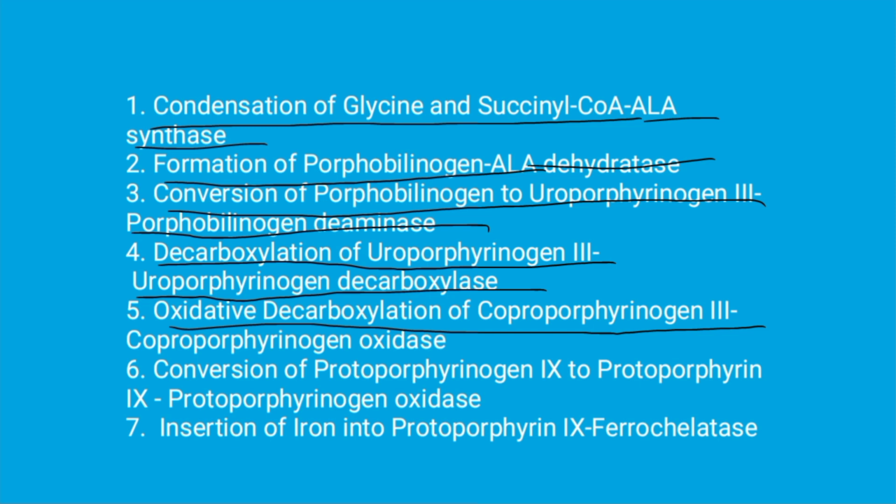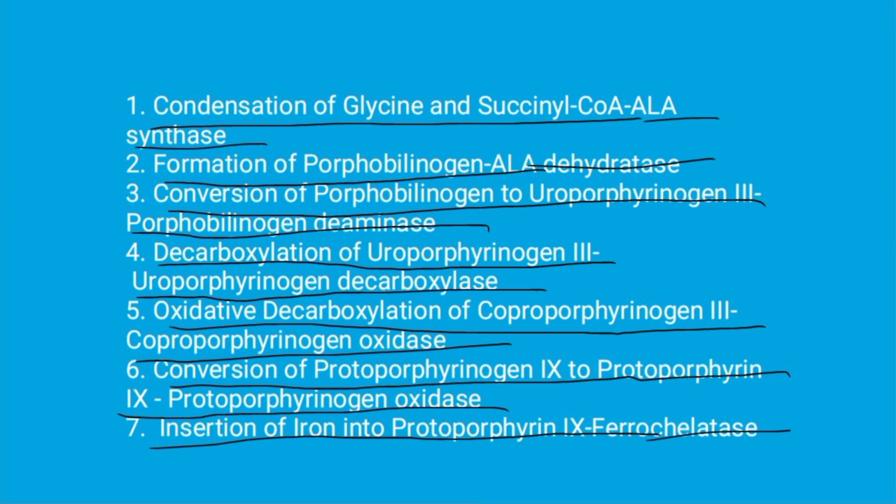coproporphyrinogen 3 to form protoporphyrinogen 9. Coproporphyrinogen oxidase is responsible for this reaction. Sixth is conversion of protoporphyrinogen 9 to protoporphyrin 9. Protoporphyrinogen oxidase catalyzes this step. Last is insertion of iron into protoporphyrin 9 by the enzyme ferrochelatase, resulting in the formation of heme.